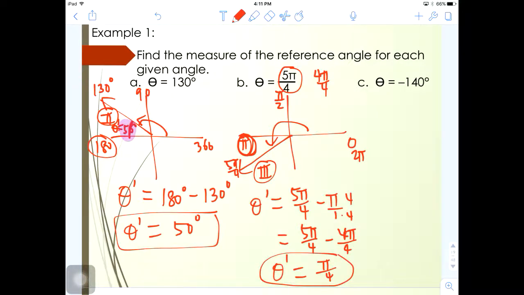So the reference angle is, hey, you are pi over 4 away from pi, okay? Instead of pi over 4 before, it's after. So the reference angle is pi over 4. And that's the end of that.